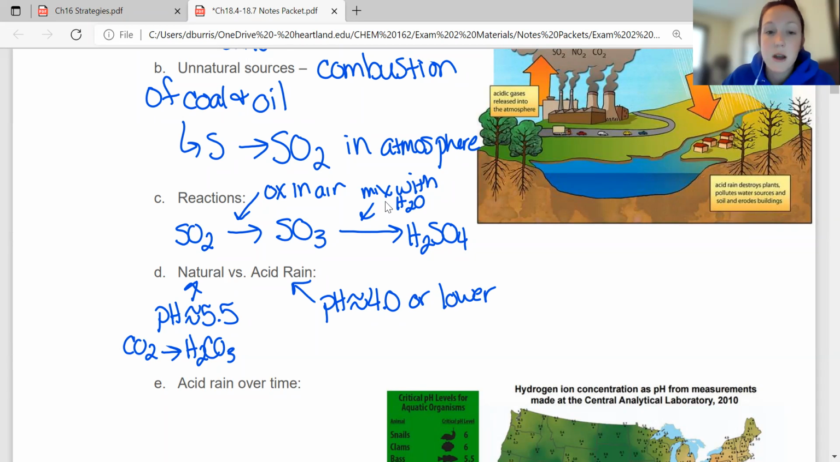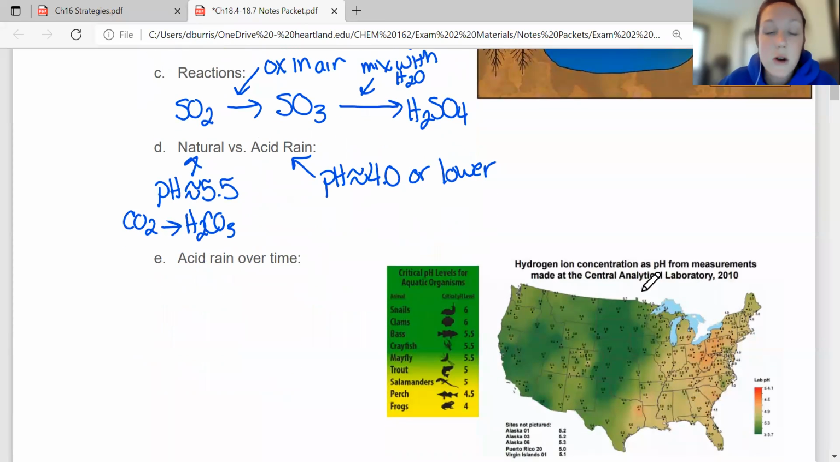And that's where our problems come from. So a pH of 1.5 might not seem like a lot, but that's like 150 times the amount of acid that it should have in it. So it does make a big difference, okay? So natural rain versus acid rain. So over time, of course, this affects the groundwater and the lakes and rivers and things like that.